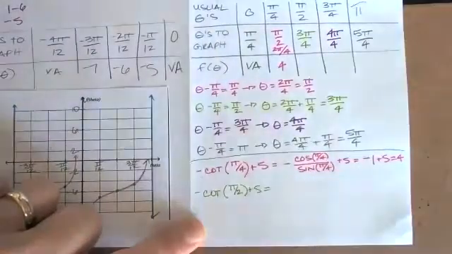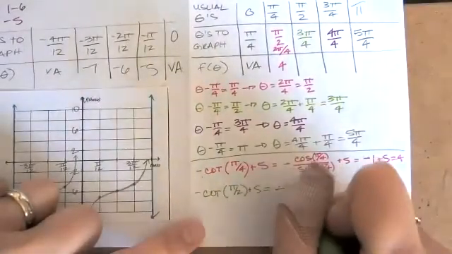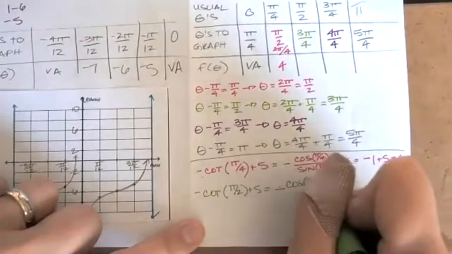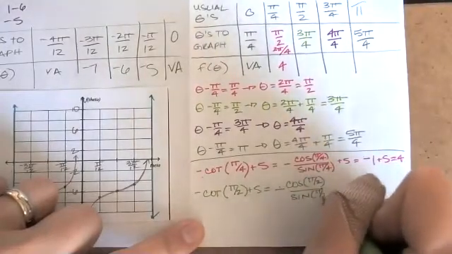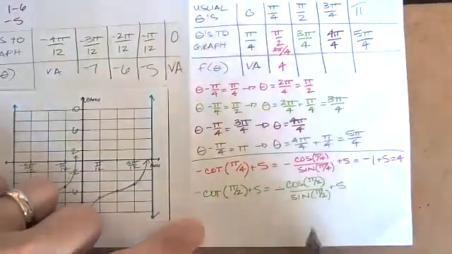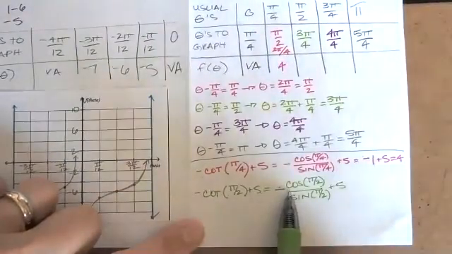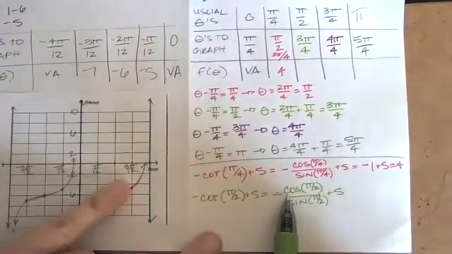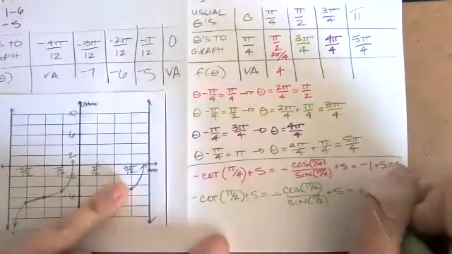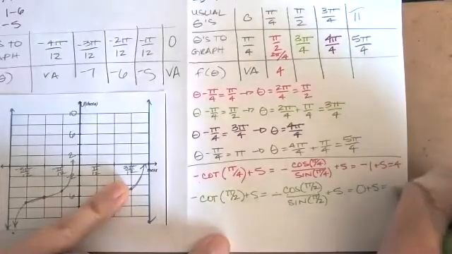Okay, so for our next one, we've got negative cotangent of pi over 2 plus 5. And remember, this is the opposite of the cosine of pi over 2 over the sine of pi over 2 plus 5. But the cosine is the x-coordinate of that straight up angle, which is going to be 0. So this will be 0 plus 5, or 5.